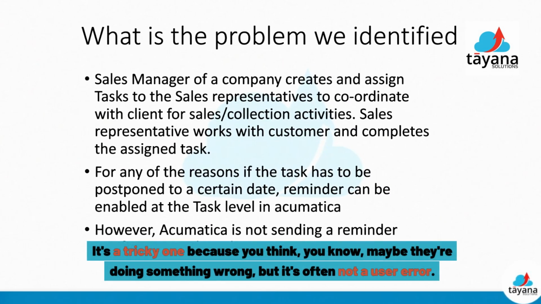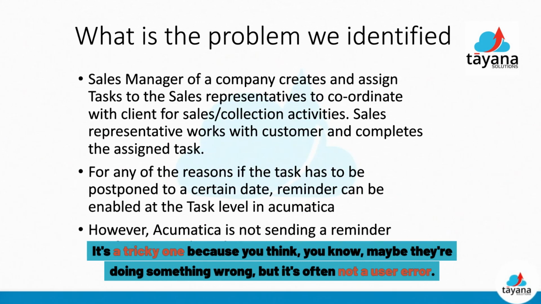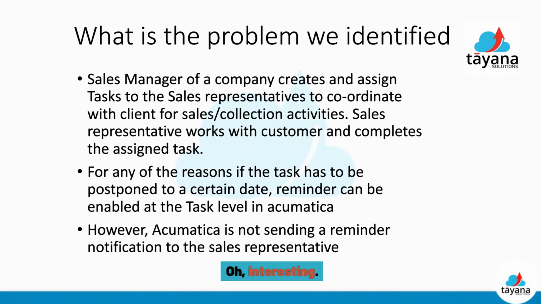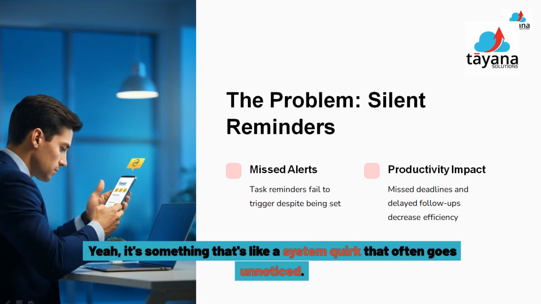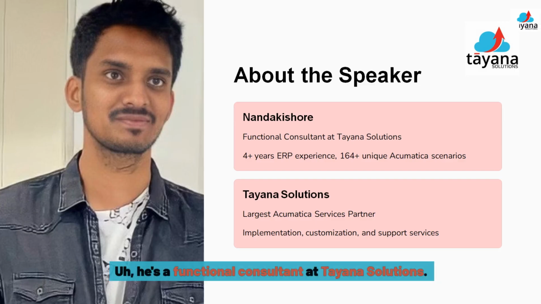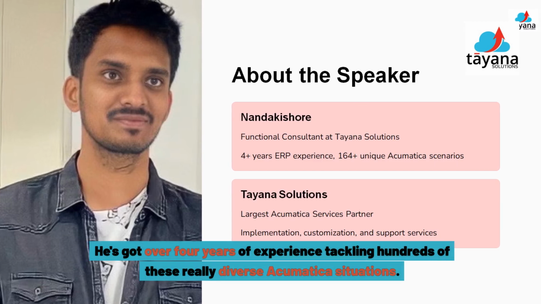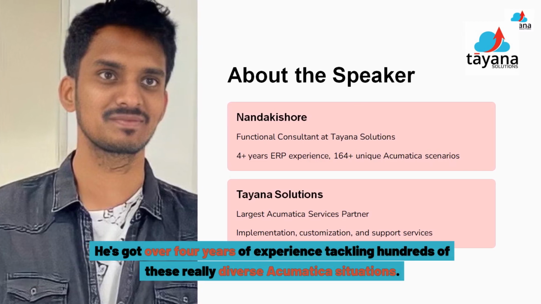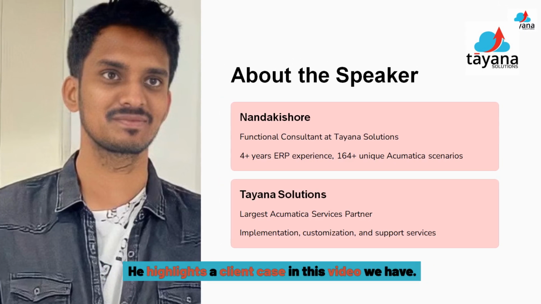It's a tricky one because you think maybe they're doing something wrong, but it's often not a user error. It's something like a system quirk that often goes unnoticed. And this is where NandaKishore's expertise comes in. He's a functional consultant at Tiana Solutions. He's got over 4 years experience tackling hundreds of these really diverse Acumatica situations. And this is a really good example, actually. He highlights a client case in this video.